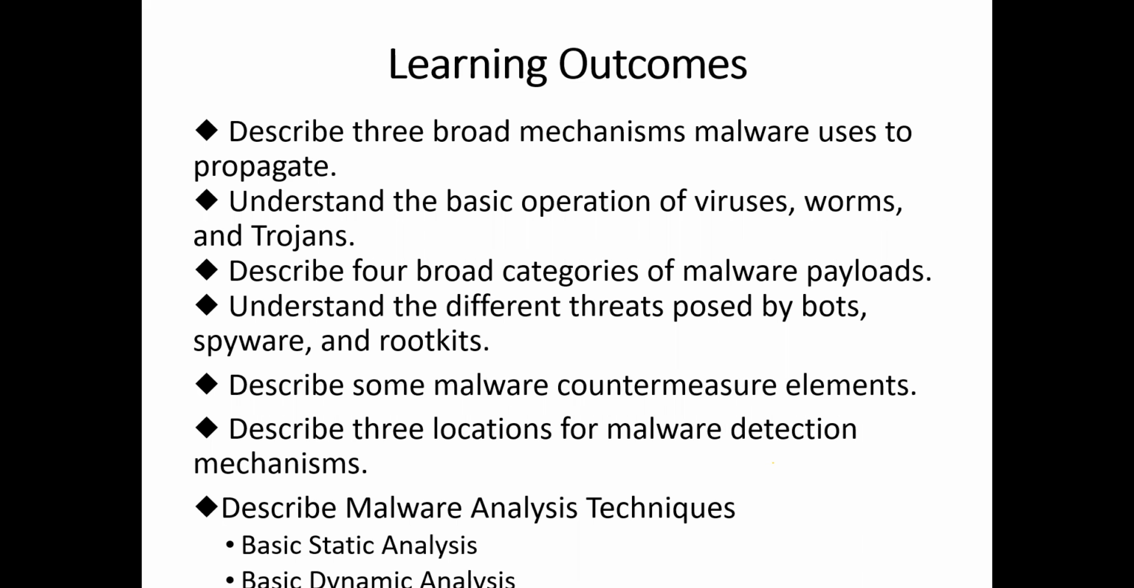We'll be able to describe the four broad categories of malware payload. We'll understand the different threats posed by bots. Bots are the same as zombies. Bots, then spyware, as well as rootkits. These are the basic key core threats. Then we want to describe some malware countermeasure elements. We'll describe three locations for malware detection mechanisms. Then finally, we look at the two types of malware analysis techniques.